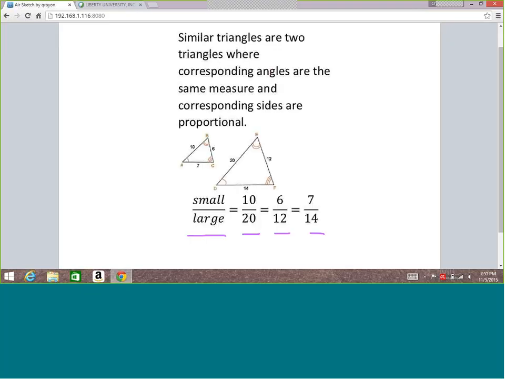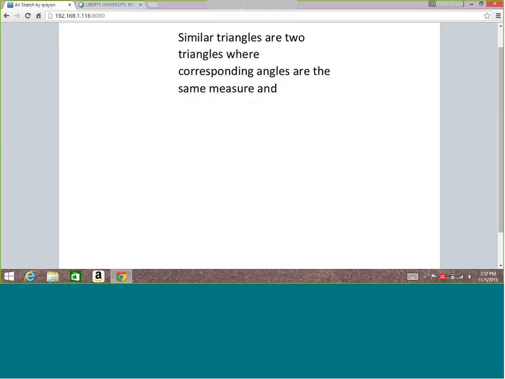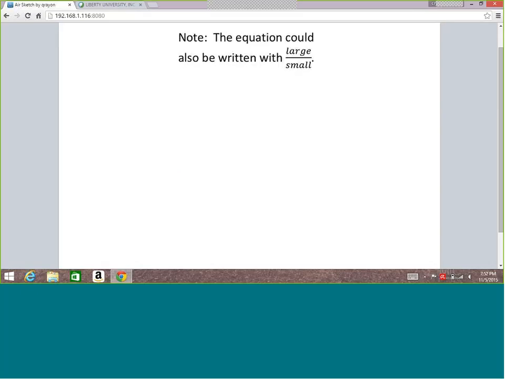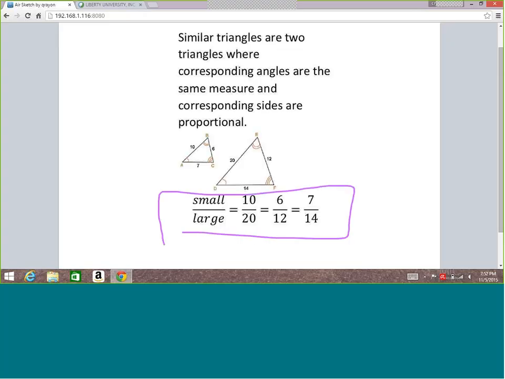So for this one, I decided I'm going to do small over large for all of my ratios, okay? I could have done large over small, and then all of the ratios would just be flipped over. But you have to be consistent the whole way across for all of the ratios. Whichever way you decide to do it, you work the whole problem that way. Because if you mix them up and put some where the larger number's on the top and other ones where the larger number's on the bottom, you're going to get all kinds of wrong answers, okay? That's a real common mistake with these similar triangles. You want to be consistent with how you're writing your ratios.